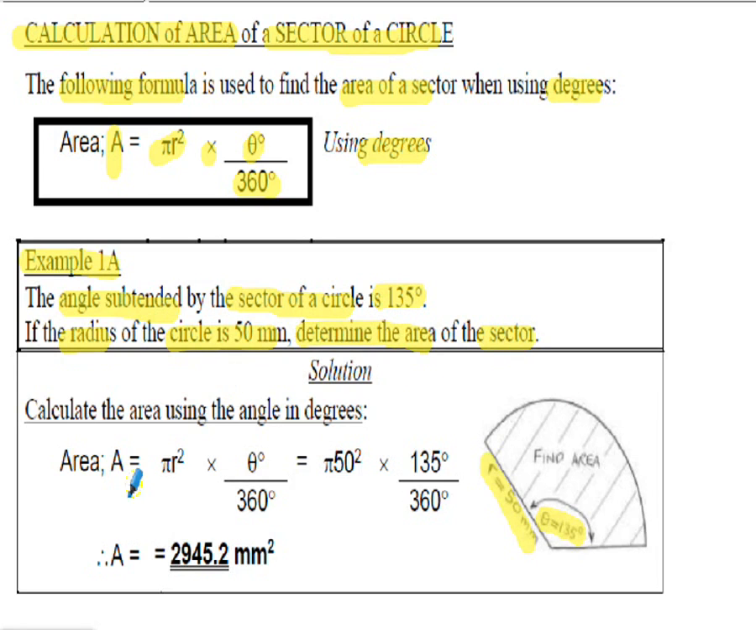So using the above formula, A is equal to pi r squared multiplied by the angle theta of the sector divided by 360 degrees. So in this case that's pi multiplied by 50 squared, the radius is 50, and we multiply that by the 135 degrees divided by 360 degrees. 360 degrees in the circle as we know. Evaluating, the area of the sector is 2,945.2 millimeters squared. So that calculation was undertaken using degrees.